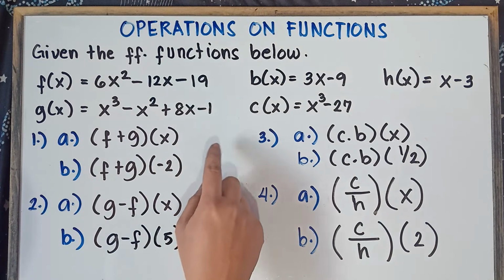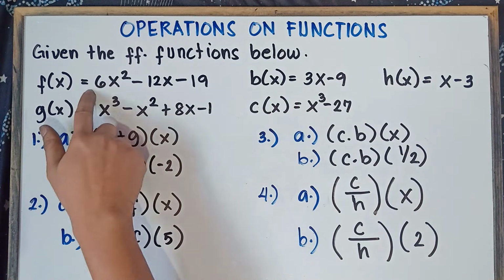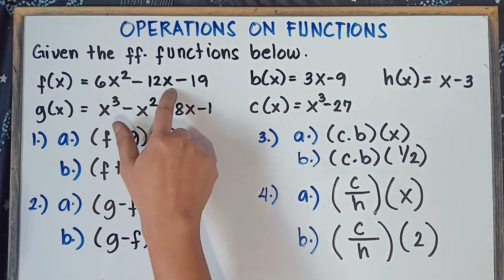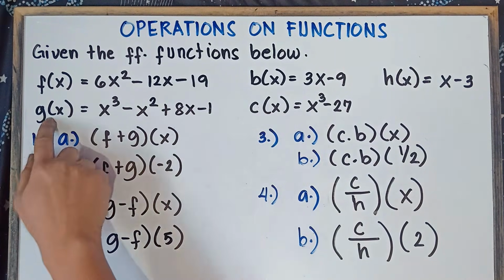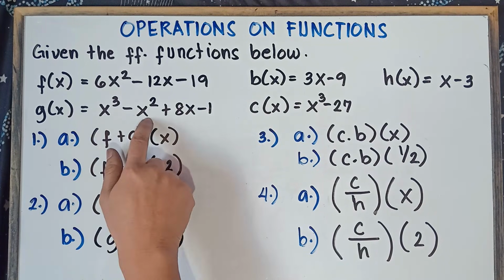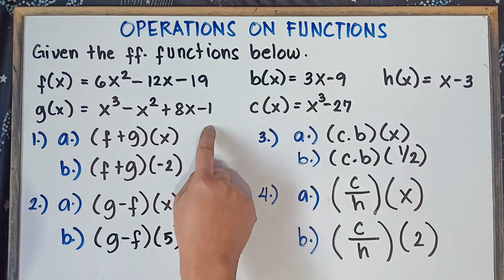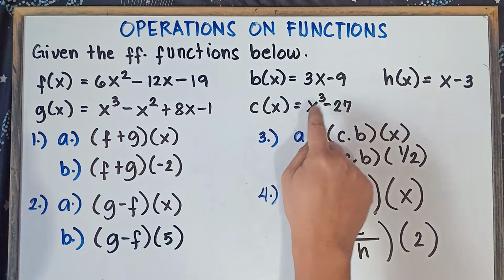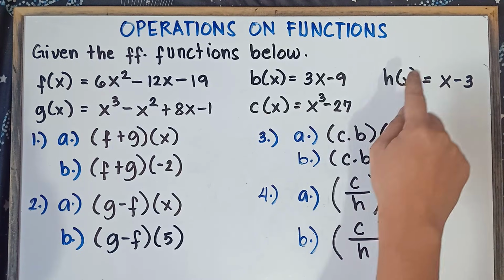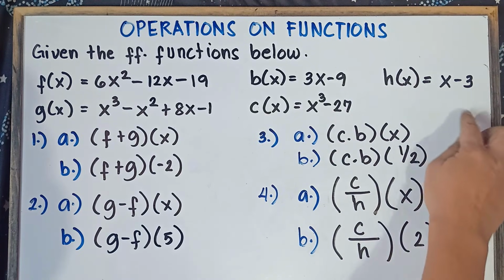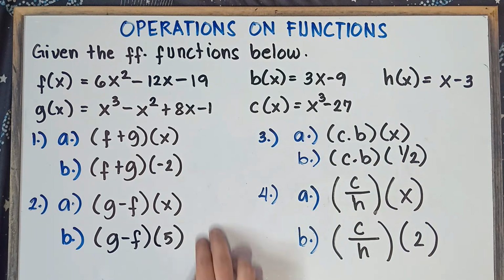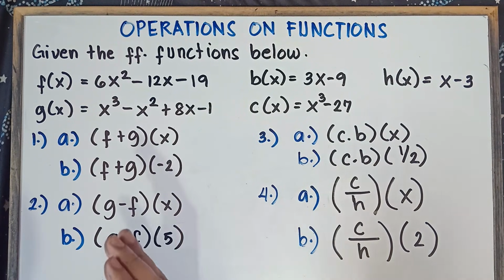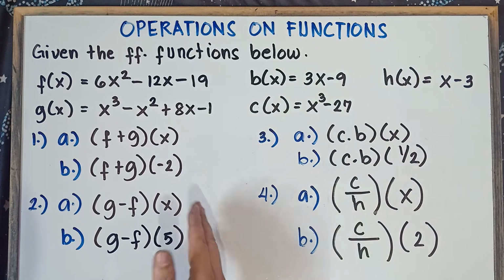Alright, so given the following functions below, f of x is equal to 6x squared minus 12x minus 19, g of x is equal to x cubed minus x squared plus 8x minus 1, b of x is equal to 3x minus 9, c of x is equal to x cubed minus 27, h of x is equal to x minus 3. Now, in today's video class, we'll be focusing on number 1 and number 2. That would be the sum and the difference of the functions.